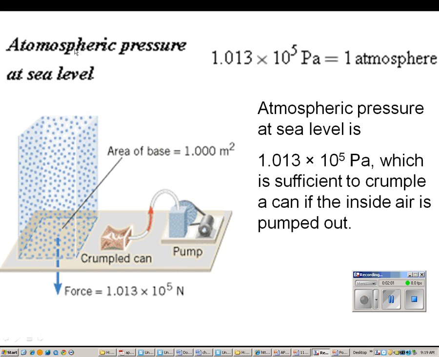We encounter air pressure every day. The atmospheric pressure at sea level is 1.013 times 10 to the 5th pascals, which is the same thing as 1 atmosphere. So atmospheric pressure at sea level is this number here, which is sufficient to crumble a can if the air inside is pumped out. So what happens here is if you take the air out of this can, all the pressure on the outside will crumble that can.